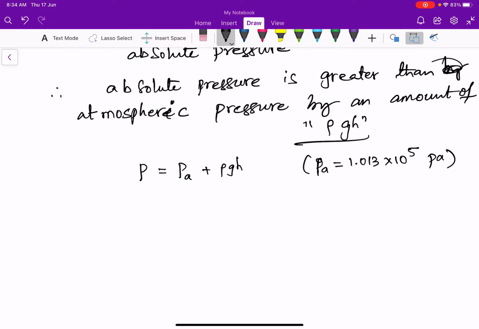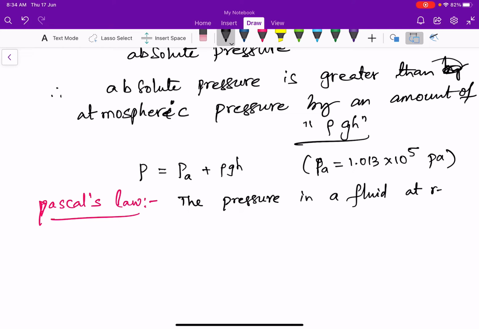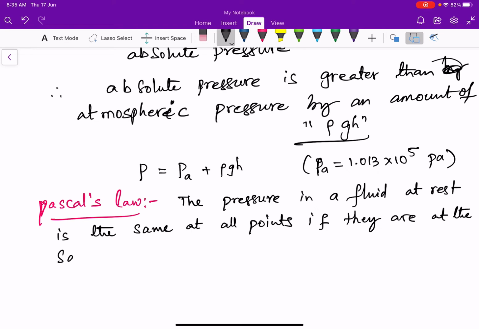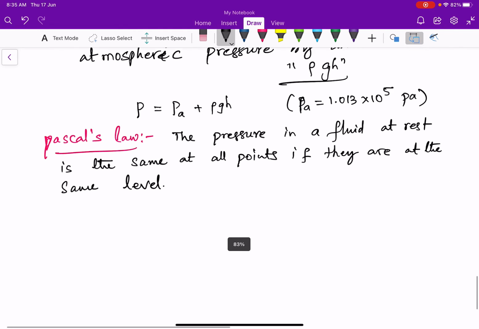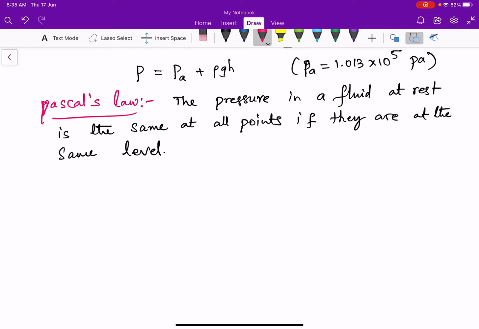Right. Here I am going to define Pascal's law. Pascal's law is that the pressure in a fluid at rest is the same at all points if they are at the same level. So to justify this point, I am taking a container like this, and this container is being filled with fluid.